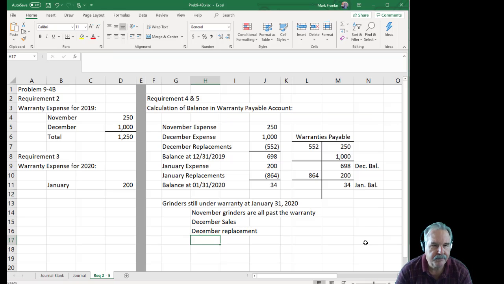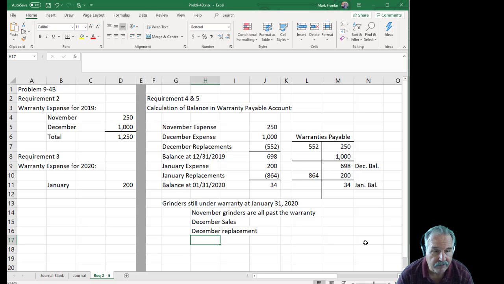Okay, so I've prepared some schedules here. The first thing they've asked us for in requirement 2 is what was the total warranty expense for 2019? So if we go back to the journal entries and just look at the 2 accruals that we made, one for November, this was November 30th, and one for December on December 31st, we recorded expense of $250 and $1,000 for a total of $1,250. So that was the expense, and so the debit in those journal entries went to an expense account.